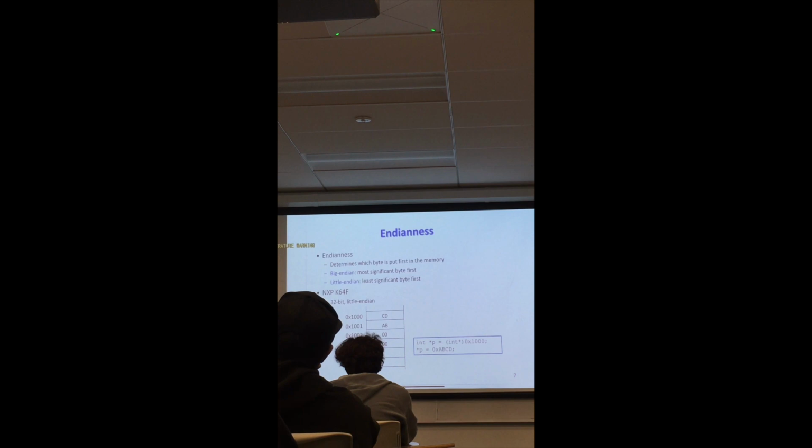So if it's big endian, the zeros would be on top, and A, B, C. Exactly. So you would have 0, 0, 0, 0, A, B, C.